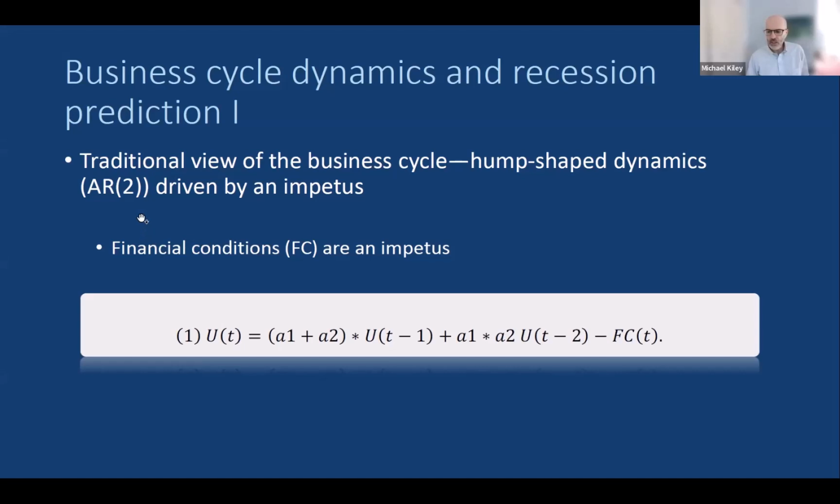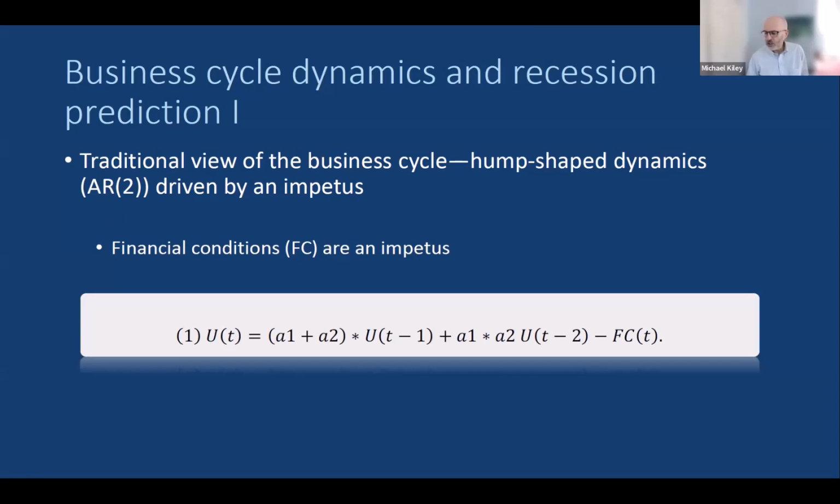It's just going to be a traditional hump-shaped view of the business cycle in which the unemployment rate follows an AR(2) process. So this is a linear process. I'm not going to emphasize the non-linearities that characterize recessions that I mentioned in the introduction. And then there are various shocks that drive those hump-shaped dynamics. I'm just going to focus on one, and that's financial conditions, whether financial conditions are expansionary or contractionary. Those might be gauged by things like the yield curve or corporate bond spreads.